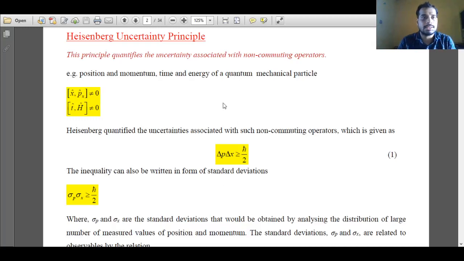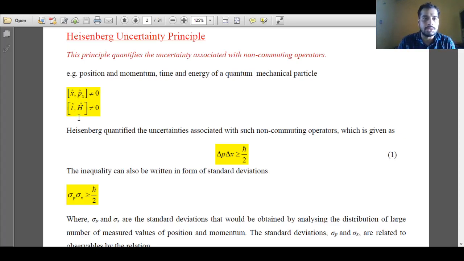Hello, in this session we will discuss Heisenberg's uncertainty principle. This principle quantifies the uncertainty associated with non-commuting operators. In our previous sessions we have discussed non-commuting operators. Two such non-commuting operators that are used frequently in quantum mechanics are position and momentum, and time and total energy.